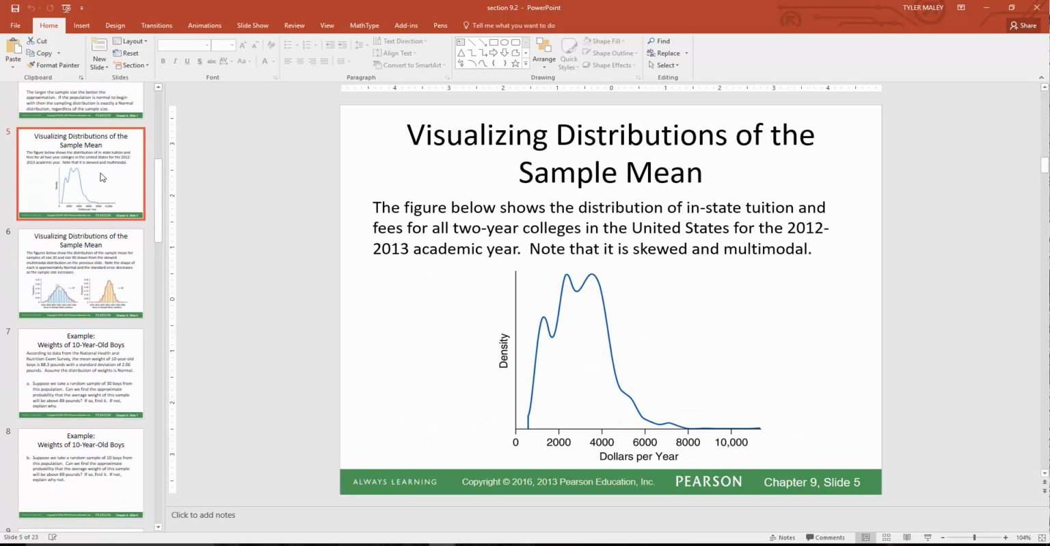So here's a figure of the distribution of in-state tuition and fees for all tier colleges in the United States for the 2012-2013 academic year. So notice here that this is a skewed distribution, and we also have multiple modes. So skewed and multimodal.